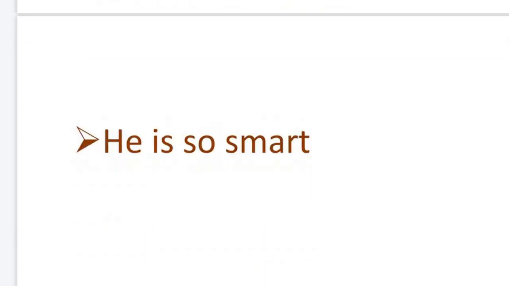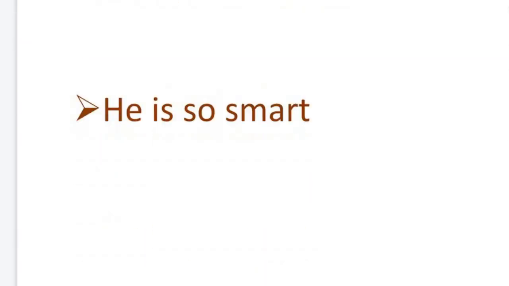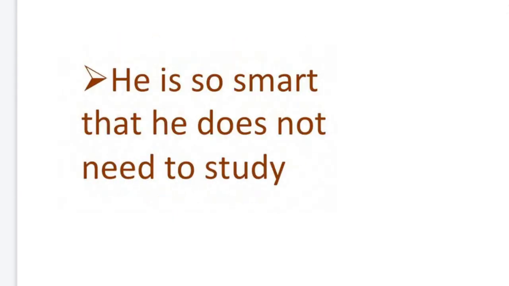Now let us see, he is so smart. See, so will always be followed by that. So always shows a condition. This sentence is incomplete, therefore it is wrong. You can't say he is so smart. You have to complete it. He is so smart that he doesn't need to study. So there is a condition attached. He is so smart means to what degree he is smart. He is so smart that, so will be followed by that. He doesn't need to study.